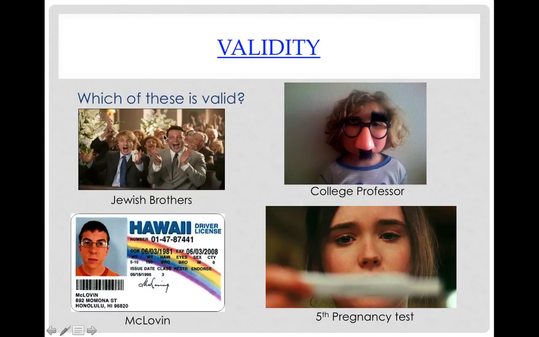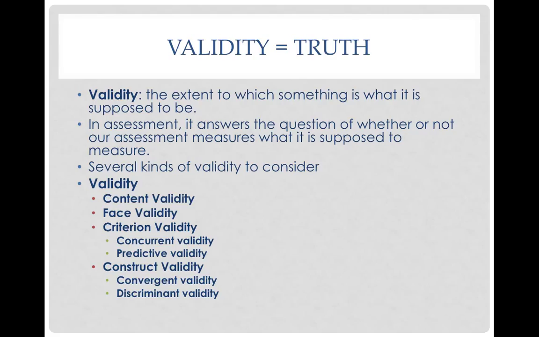These are not Jewish brothers. This is not a college professor. This is not really a 21-year-old named McLovin. However, the pregnancy test probably is a pretty good indicator of whether you are or not pregnant. Now, when we think of validity in terms of one word, we can think of truth, right? Is it what it's supposed to be?